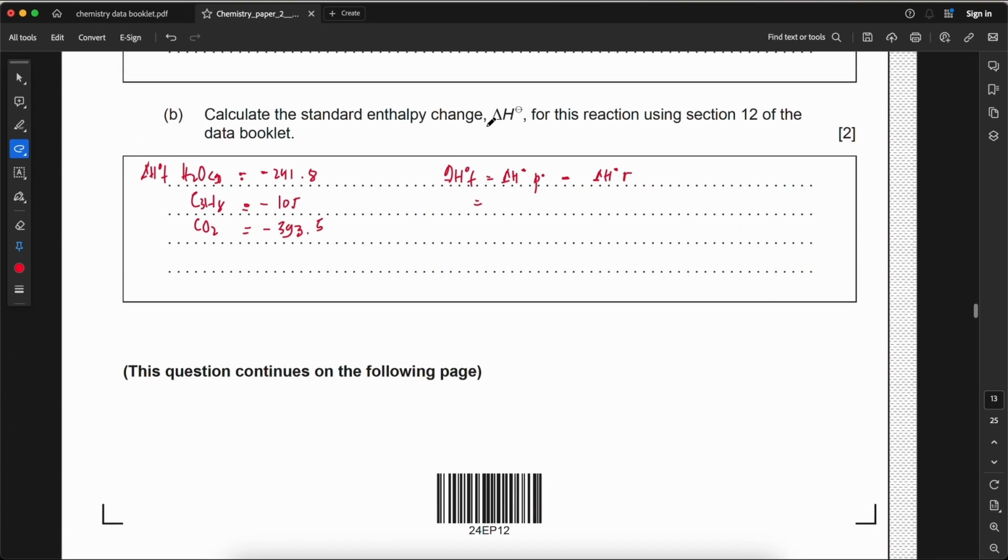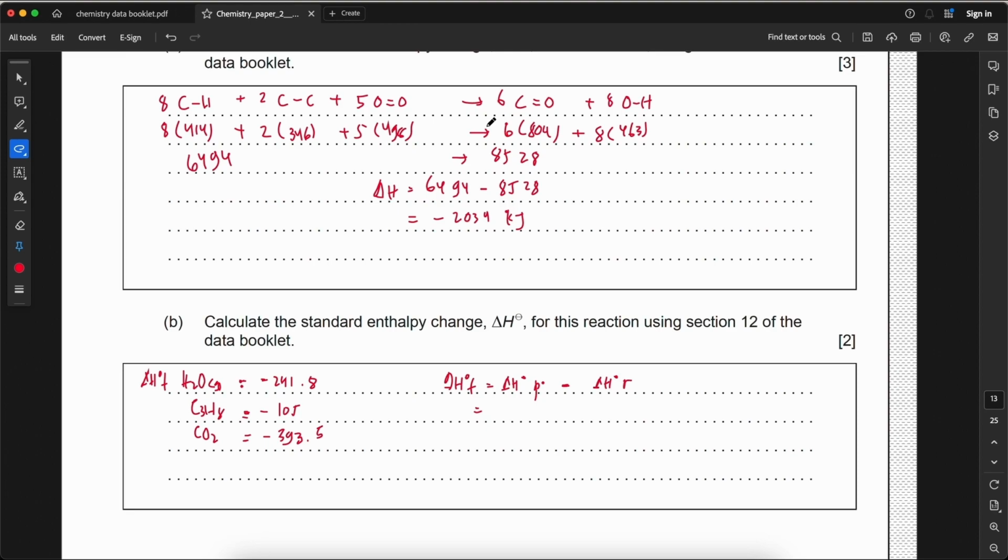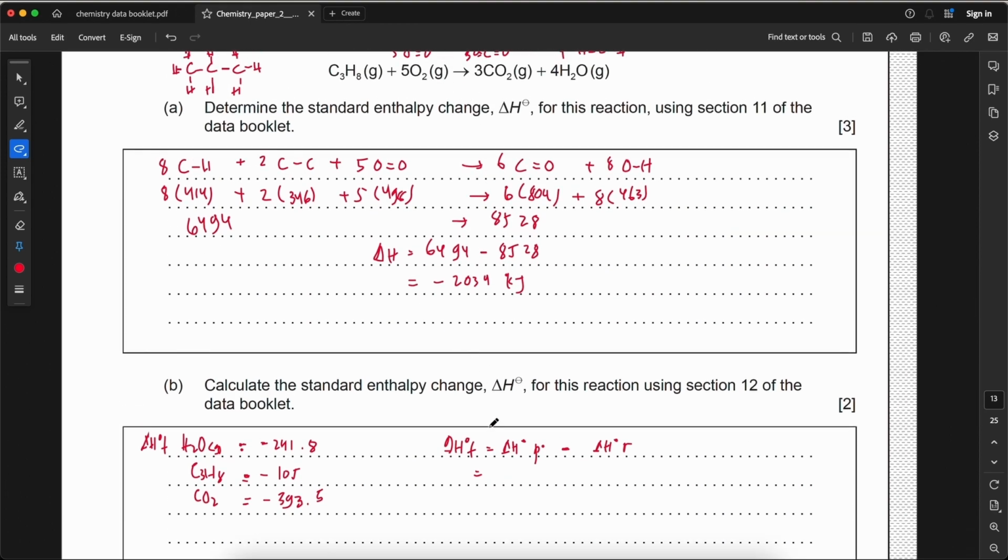So if we refer to this, that would be 4 times negative 241.8 plus 3 times negative 393.5, so 3CO2, minus propane, which is negative 105, and you will get negative 2043 kilojoule.